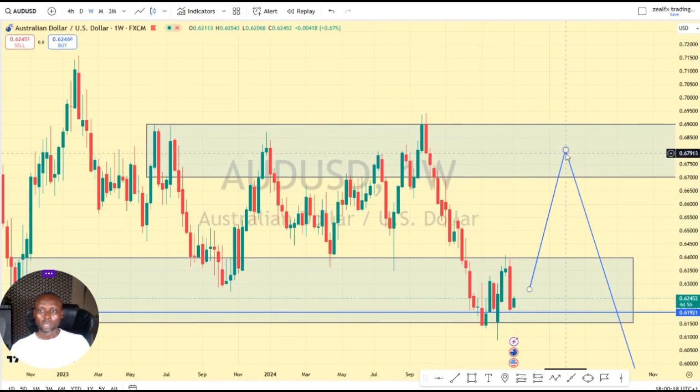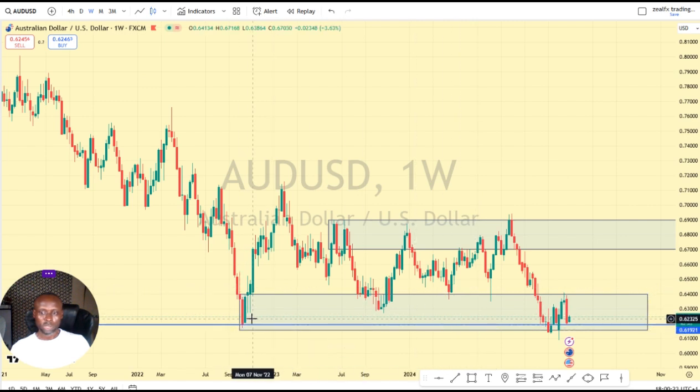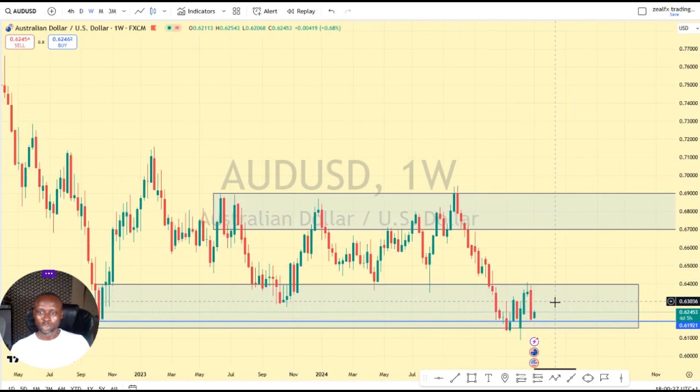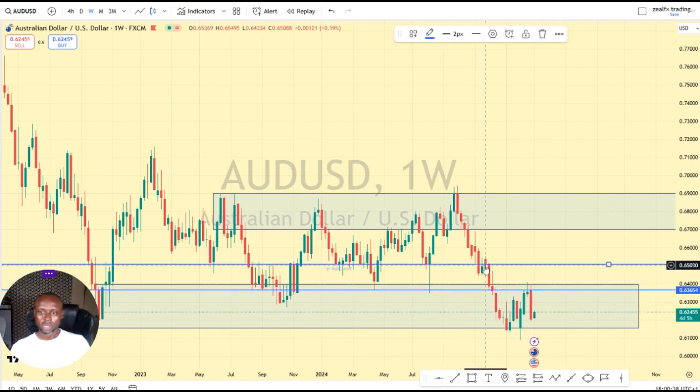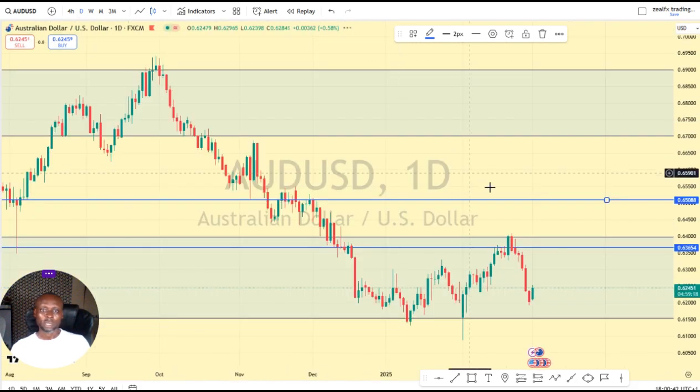On my weekly chart, Australia USD closed on this weekly support level. So long as price fails to break this weekly support level, we see price push higher to this next weekly resistance level. Then a break of that resistance level, we expect price to push higher to this next resistance level. So let's look at the daily chart of the Australia USD.